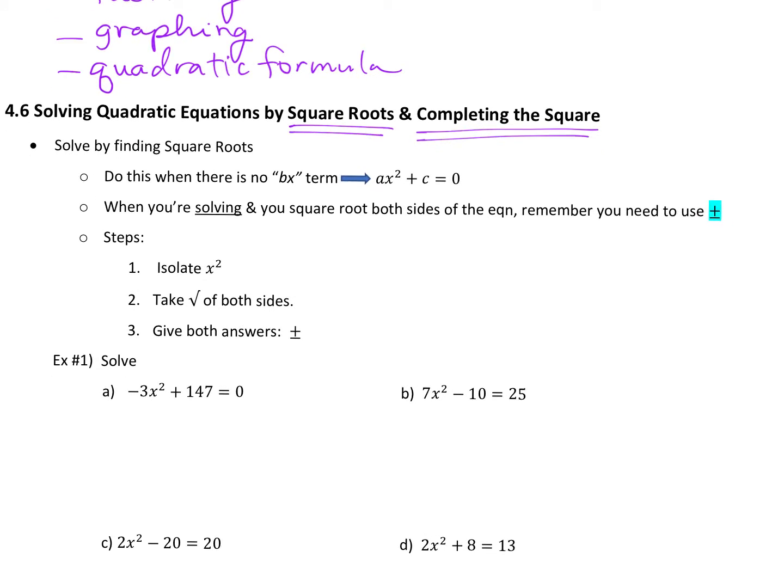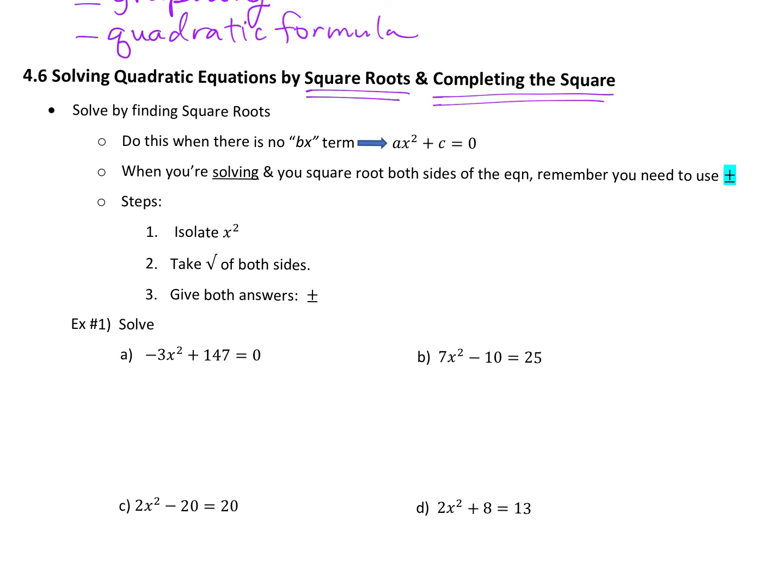That's not what we want. So for 6, we're starting with solving by finding square roots, okay? Basically, you use this method if there isn't a bx term, okay? And you'll see they always end up looking very similar when you use this method.